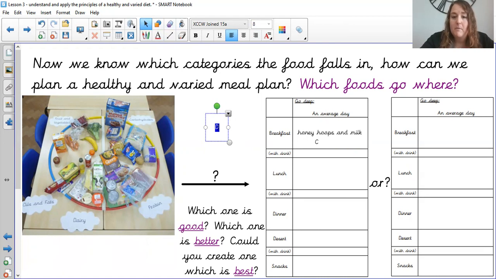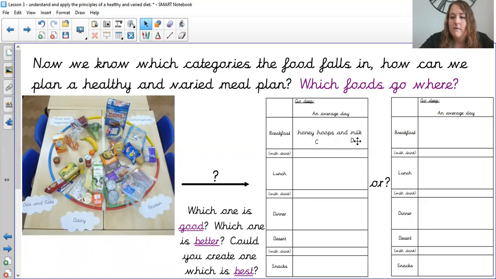And hopefully you'll be able to see, or try to get it varied, so you don't have lots and lots of dairy like Emmet did. Again, you can plan a drink in, lunch with a drink, dinner, dessert with a drink, and snacks, just like Emmet did.